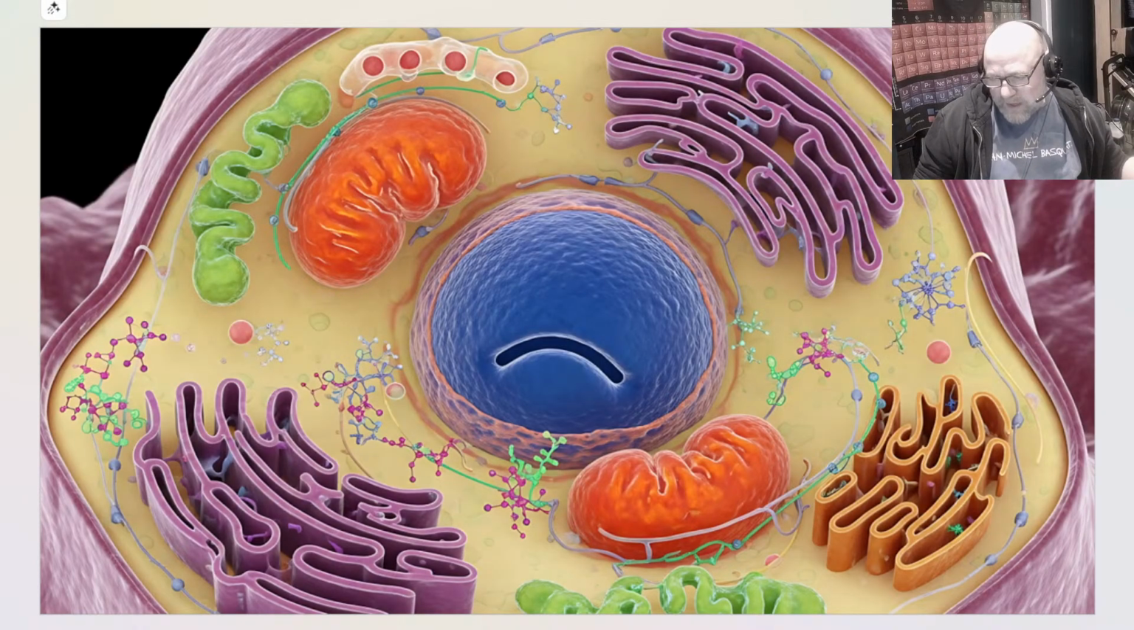This probably helps with A-level applied science biology. You're going to need to know aerobic and anaerobic respiration as well. So aerobic occurs in the mitochondria and anaerobic in the cytoplasm.